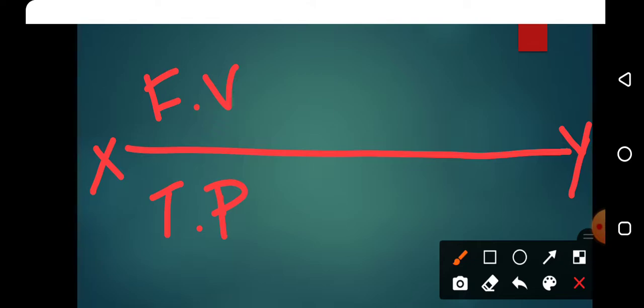Horizontal plane, vertical plane and profile plane. These are the three principal planes. On the vertical plane you will get the front view, on the horizontal plane you will get the top view, and on the profile plane you will get the side view, right? Here in the problem they are asking that the point is on the HP.